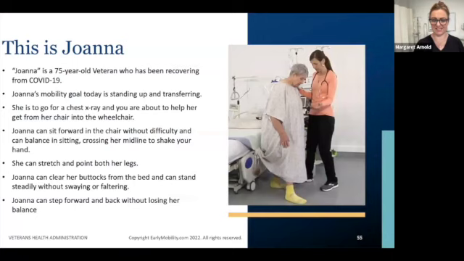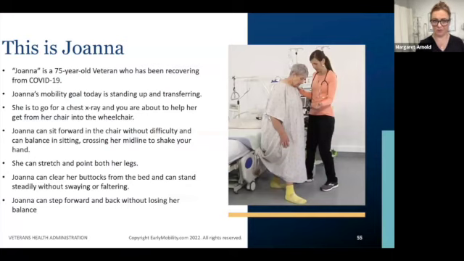Let's meet Joanna. She's a 75-year-old veteran who's been recovering from COVID-19. Joanna's mobility goal today is standing up and transferring. She's to go for a chest x-ray, and you're about to help her get from her chair to her wheelchair. Joanna can sit forward in the chair without difficulty. She can shake your hand across midline.